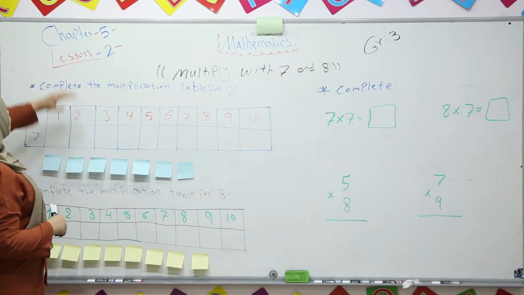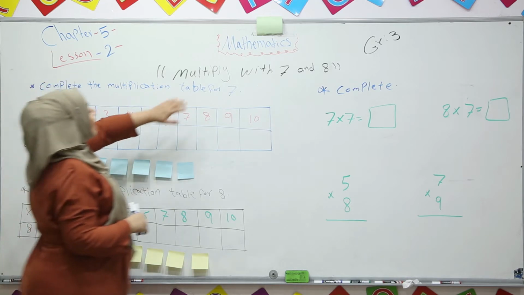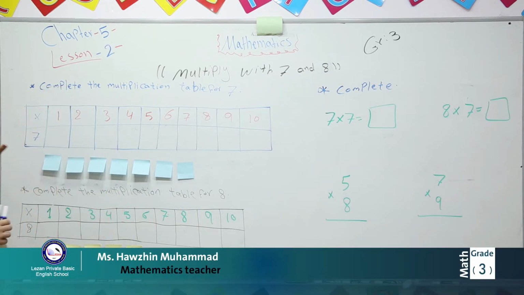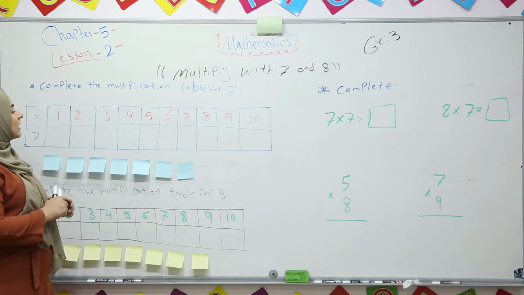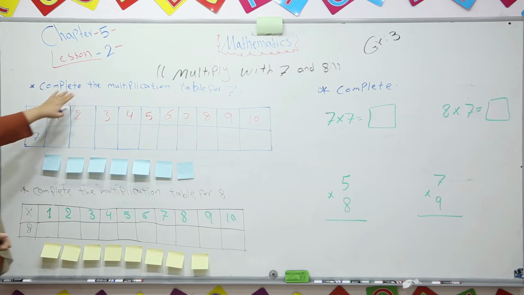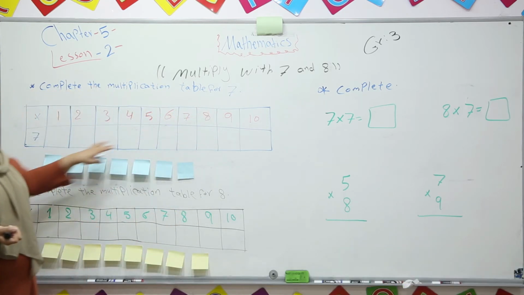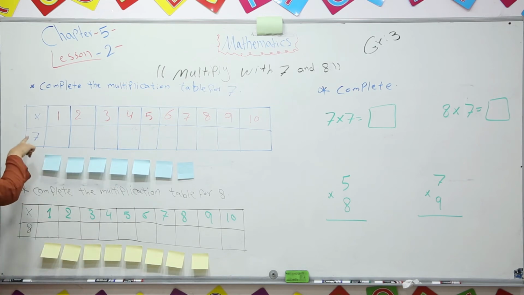Today we have a new subject of chapter 5, lesson 2, multiply with 7 and 8. Let's see what is the multiplication for 7 and what is the multiplication for 8. Complete the multiplication table for 7. First, we have the times table of 7. Let us find it. First, what we have 7 times by 1.